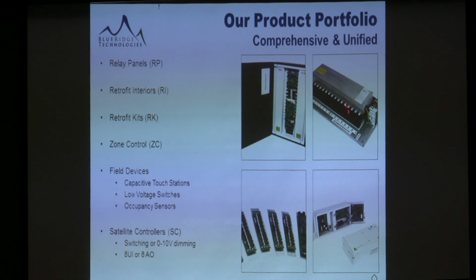We do retrofit kits and retrofit interiors, which is if you walk into an existing building and they happen to have made the mistake of buying a competitor's product in the past, we forgive them. We just give them a path to migrate off of that old standalone product and integrate it into the building automation system. And of course, what we call zone control is this device here in the bottom right-hand corner.